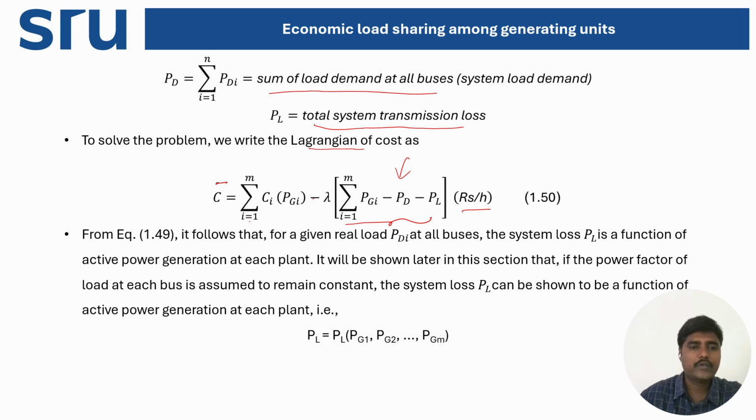So this particular equation follows that for a given real power demand PDi at all buses, the system loss PL is a function of active power generation at each and every plant. And in the subsection also it can be shown that if the power factor of load at each bus is assumed to remain constant, the system loss PL can be shown to be a function of active power generation at each plant. So you can express this statement mathematically as PL, the total power transmission loss, is also a function of the generation of individual plants.